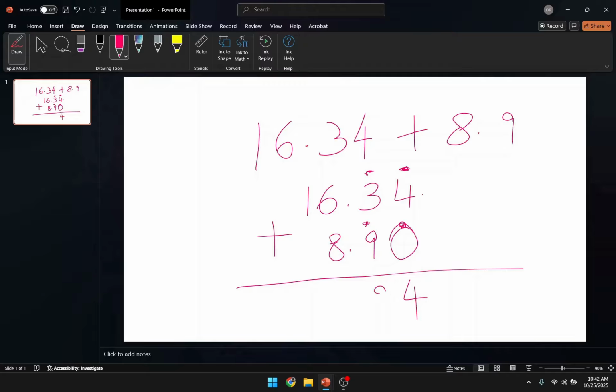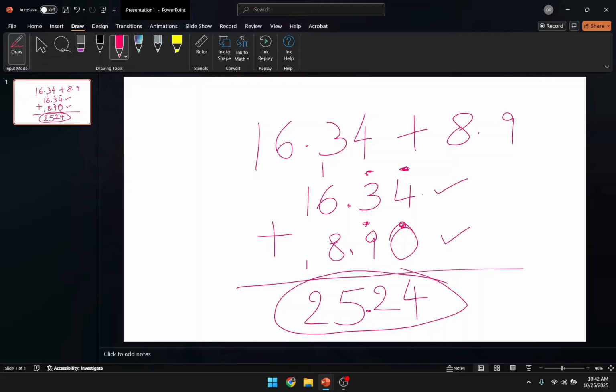3 plus 9 is 12. There's a carryover. Now 1 plus 6 plus 8, that's 15. We carry over here. So 1 plus 1 is 2. So don't forget to put the decimal. We have a decimal here, I'm just copying it down here. This is simple addition of the decimals. So if you have 16.34 plus 8.90, I can add them up and say my answer is 25.24.